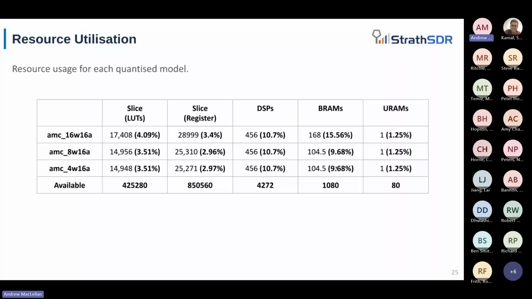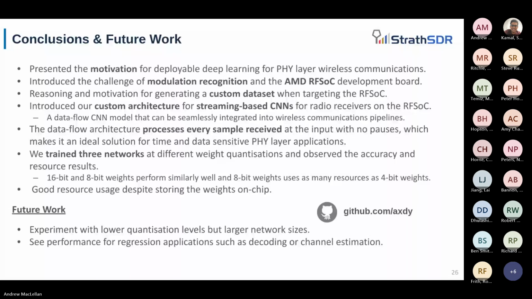So that must be some optimization that Vivado isn't doing. But I think it's safe to say that the 8-bit weight model would probably be the best choice here. So we have fewer resources and the same performance as 16-bit weights.